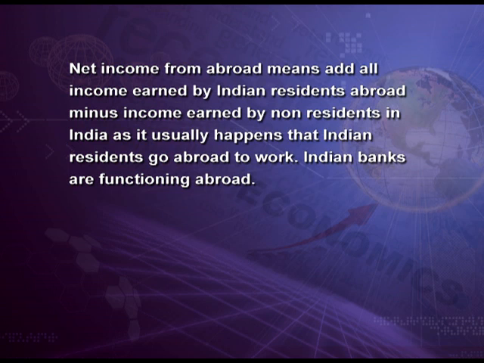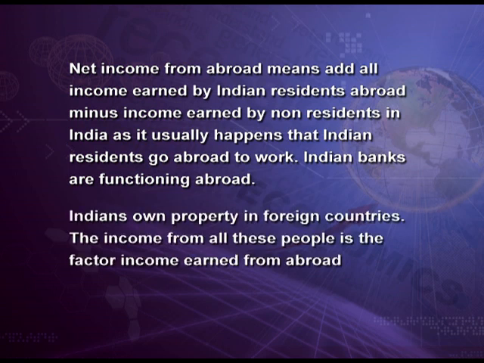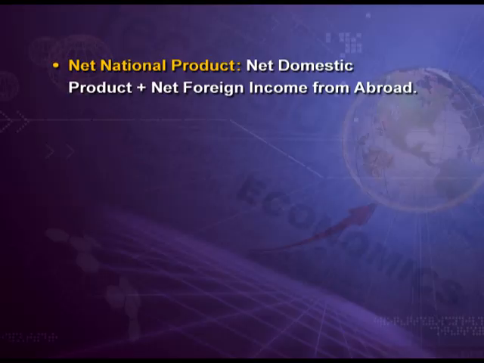As it usually happens that Indian residents go abroad to work. Indian banks are functioning abroad. Indians own property in foreign countries. The income from all these people is the factor income earned from abroad. Next term is net national product. Net national product is equal to net domestic product plus net factor income from abroad.